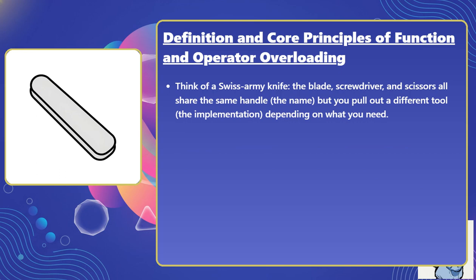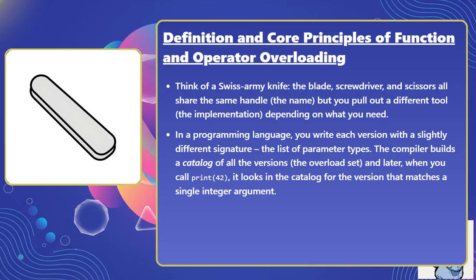Think of a Swiss Army knife. The blade, screwdriver, and scissors all share the same handle, the name, but you pull out a different tool, the implementation, depending on what you need. In a programming language, you write each version with a slightly different signature, the list of parameter types. The compiler builds a catalog of all the versions, the overload set, and later when you call print 42, it looks in the catalog for the version that matches a single integer argument.